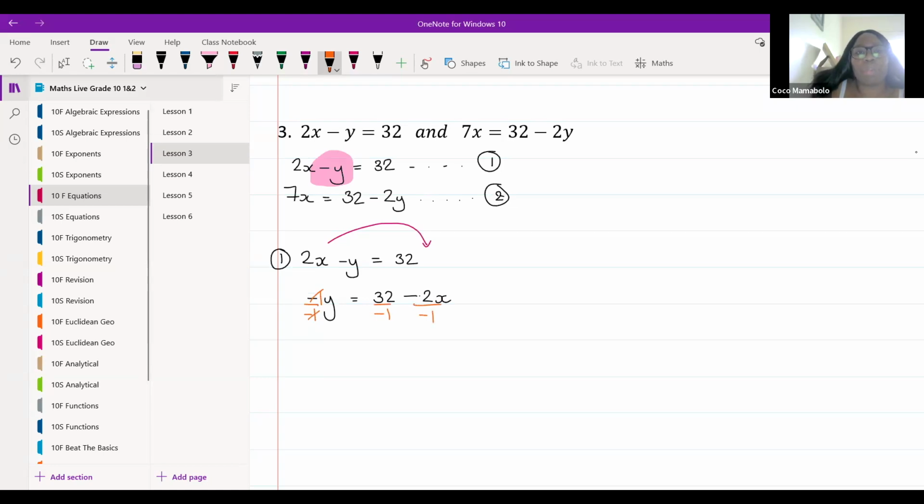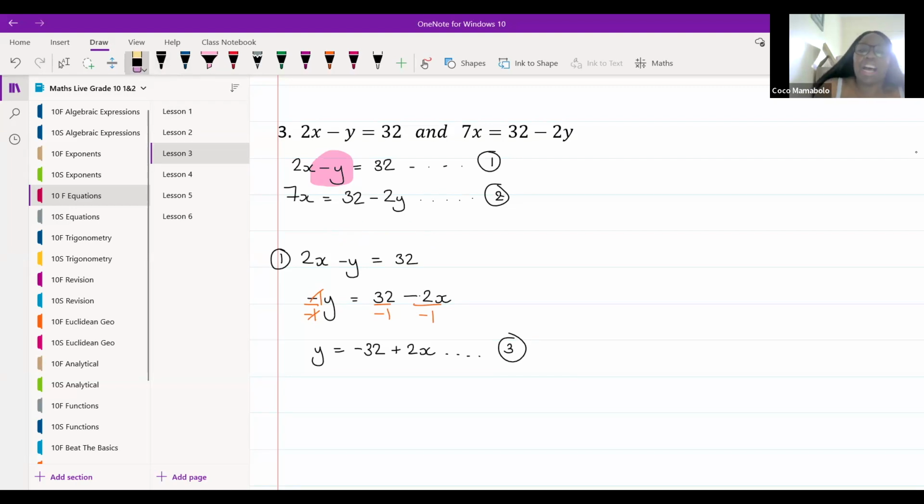So now if I divide by -1 everywhere, I'm going to get y is equal to negative 32 plus 2x, right? Now I've completely rearranged equation 1, so I can no longer call it equation 1. I now have to name it equation 3. And Thandolwethu, are you seeing where the equation 3 part of it comes in? Yes, ma'am. Good, because equation 3 looks nothing like equation 1, so we can't call it that.